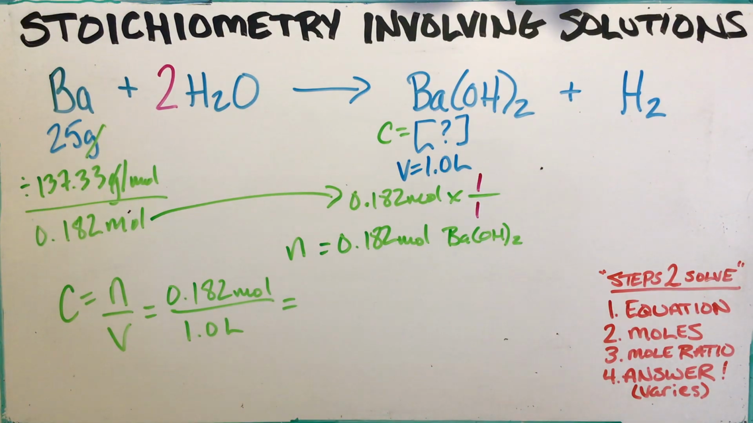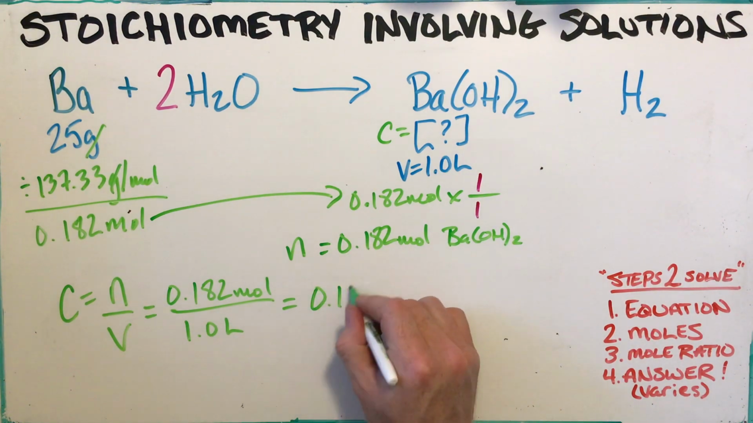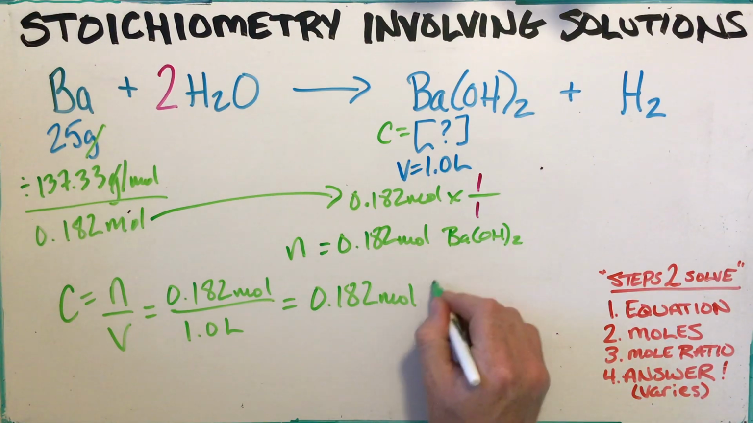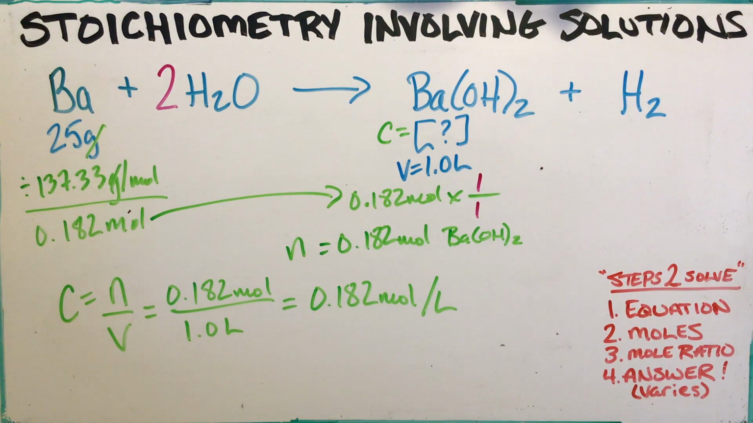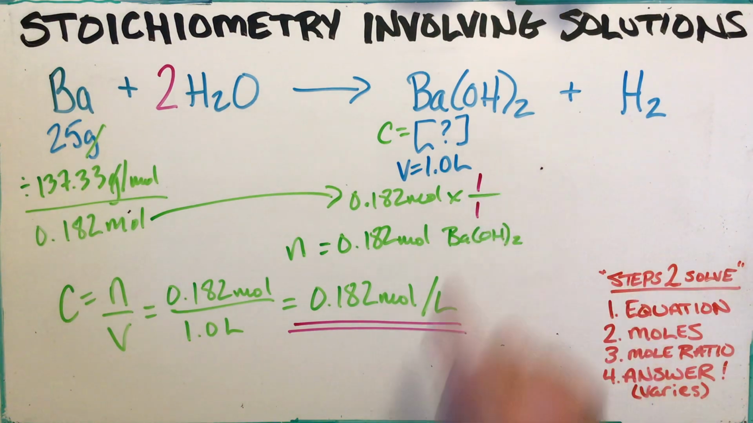Moles and liters don't cancel out. And when I divide anything by 1, it's the same number. Only it's 0.182 moles per liter. And that is my million dollar final answer for example number 2. All right? So that's the concentration of this stuff right here. Pretty easy stuff, right? I'm hoping anyway.